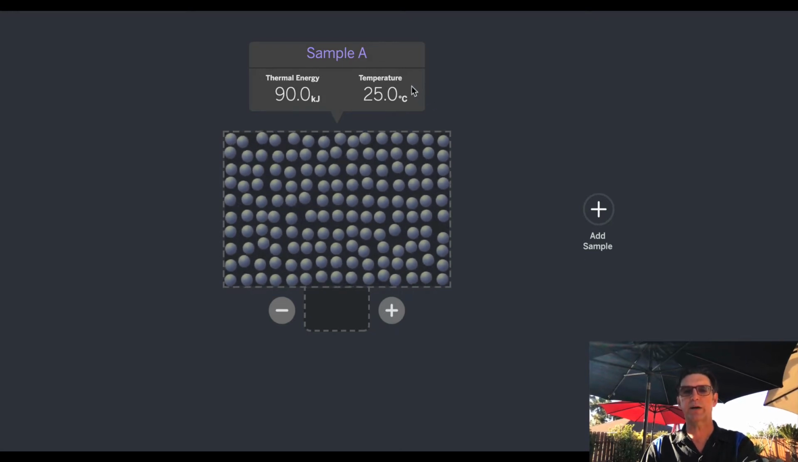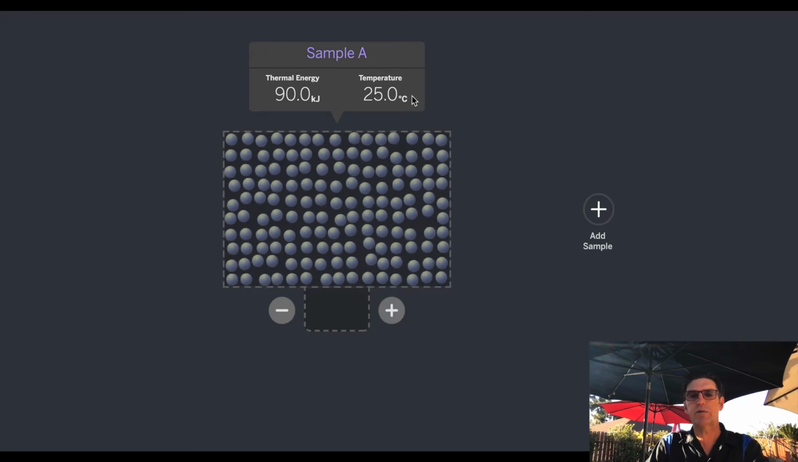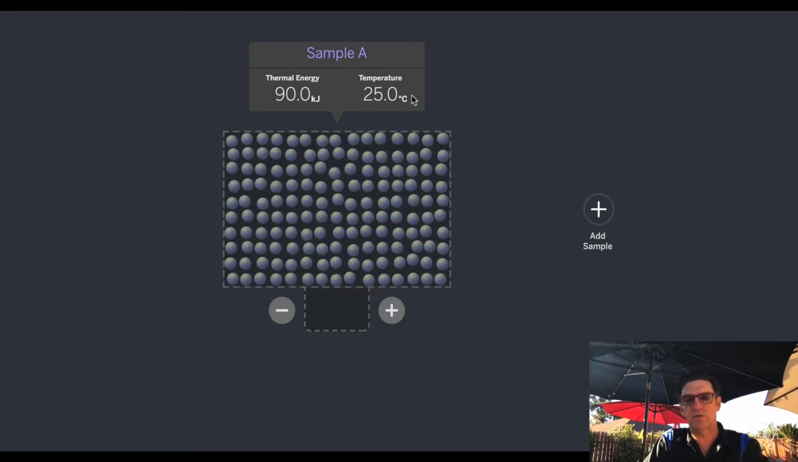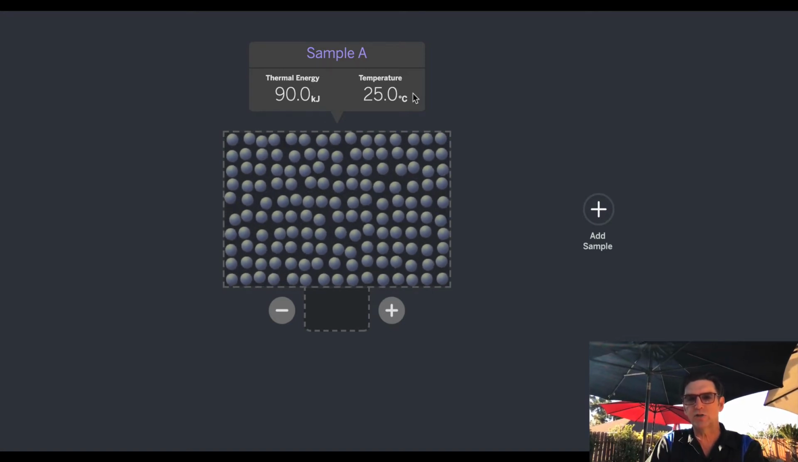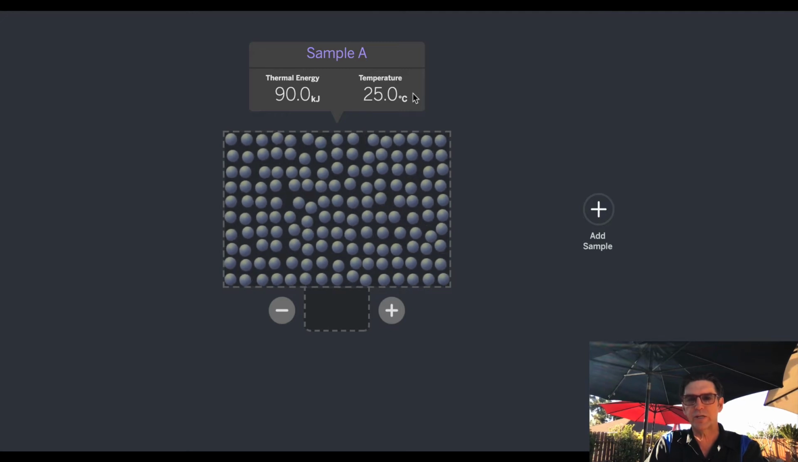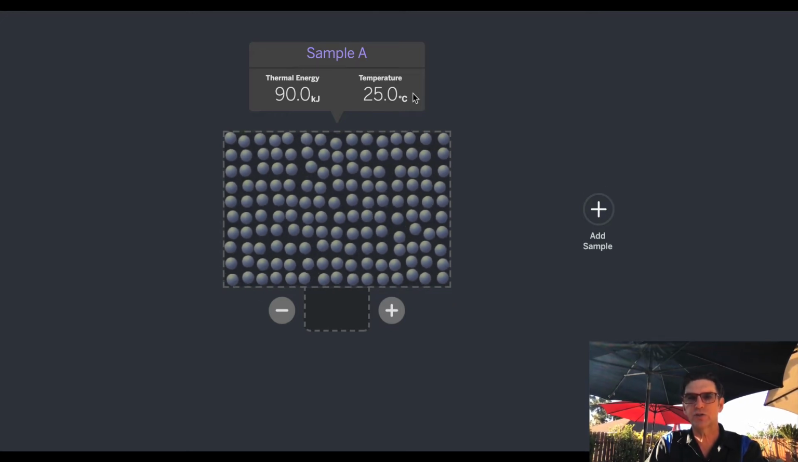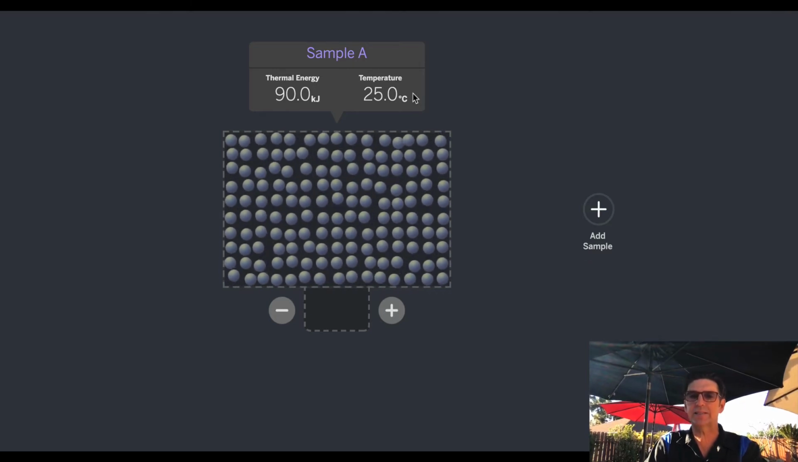Now, 25 degrees Celsius, we might have to watch a little video on Celsius. The reason they came up with Celsius, or maybe they had it first, is 0 is when water freezes, like an ice cube. 100 is when water boils. So they thought that's a pretty easy scale.